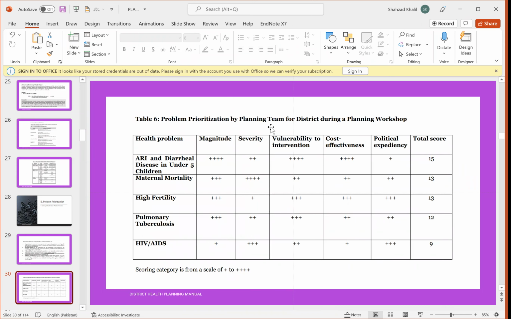Problem prioritization by the planning team for the district during a planning workshop includes the health problems, then the magnitude and severity. So if we see acute respiratory infections and diarrheal disease in under-5 children, the magnitude shows 4 pluses, then severity, vulnerability to intervention, cost effectiveness, and political expediency, and the total score is 15. So we have the health problems and then we prioritize accordingly. The scoring categories range from a single plus to 4 pluses, and by the total score you can prioritize the problems very well.